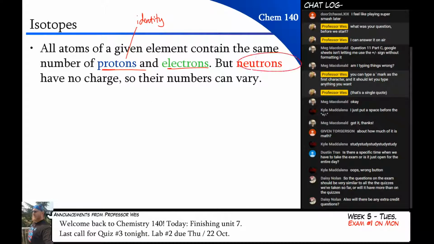But what about neutrons? A neutron has no positive or negative charge associated with it, so it's not going to create an electrostatic force. What that means is you could just put as many neutrons as you want in the nucleus, and everything will be fine, right? That's sort of true, but there are some constraints to it.